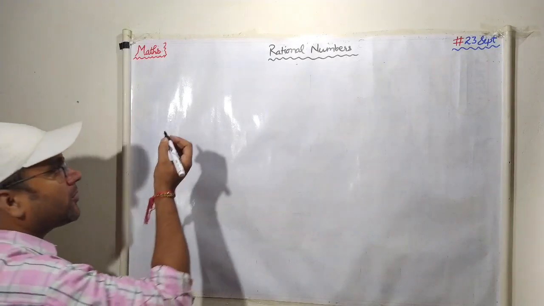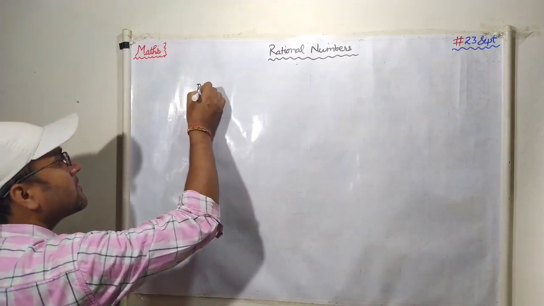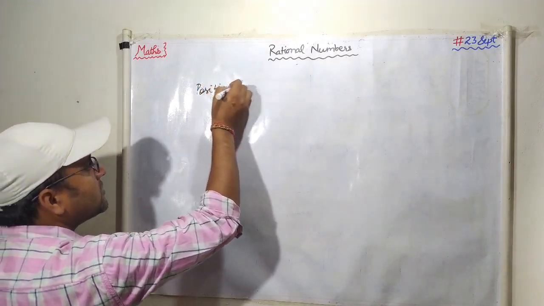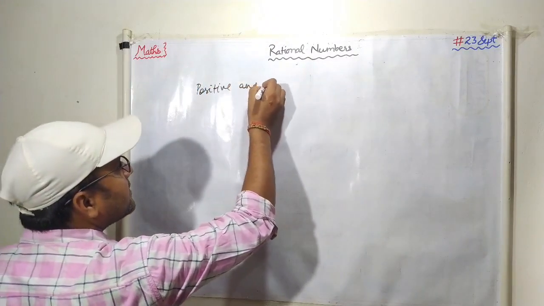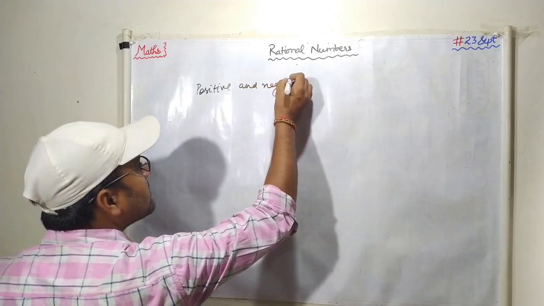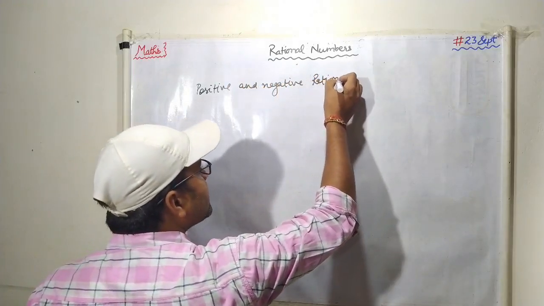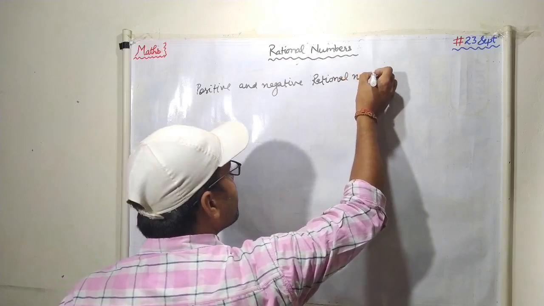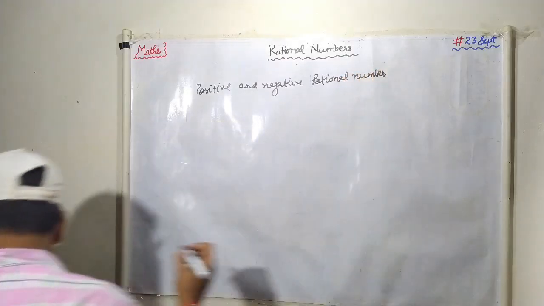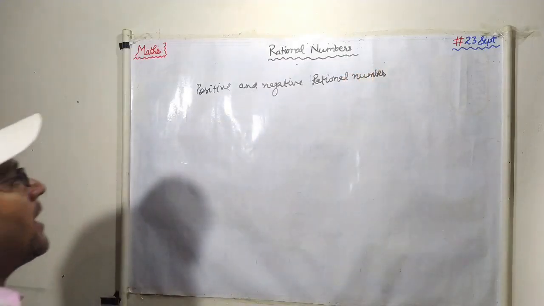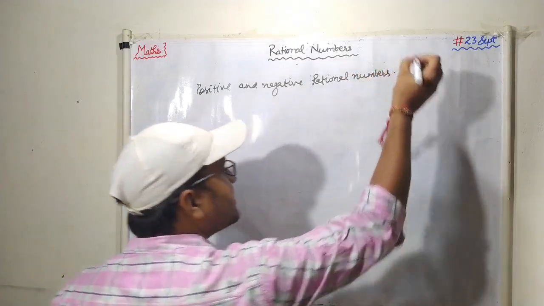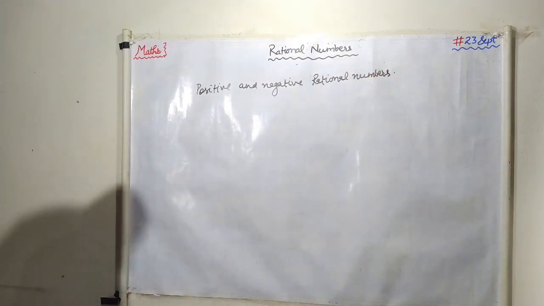Now I'm going to talk about positive and negative rational numbers. Here I'm going to talk about positive and negative rational numbers. So very important and very easy.